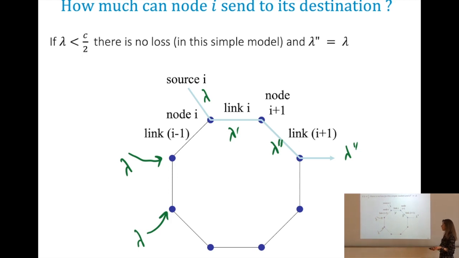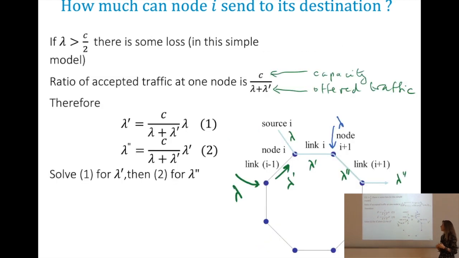So in this case, if lambda is smaller than the capacity of the link divided by 2, everything is fine, and lambda second is equal to lambda, so everything that was sent should be able to be received. Now in the case where lambda, the initial bit rate, is larger than this capacity divided by 2, we will have losses. So let's have a look at how we can analyze this.